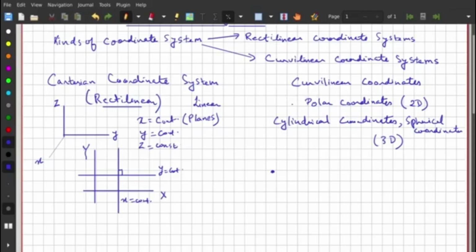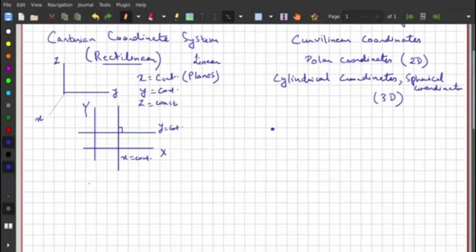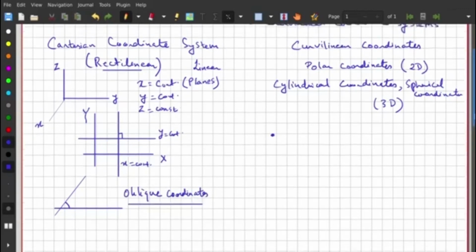In a fashion, a coordinate system can be arbitrary, so we can have coordinate systems which are, let's say, like this, where the angle between axes is not 90 degrees. Those are oblique coordinates. So those are also useful in certain types of problems, but for this segment specifically, what we'll be dealing with is orthogonal coordinates.